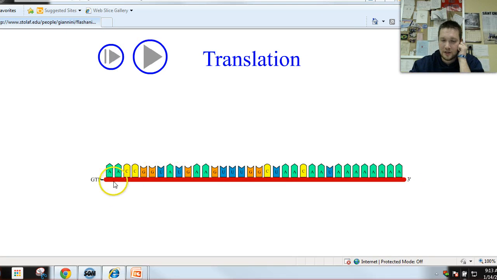Okay, this is translation. Hopefully you can see from the shape and the structure of this thing what it is. You can see it's a single strand, and you'll notice these are all A's, U's, C's, and G's, which means that this has got to be an mRNA molecule. It's not DNA, or else it would be two-stranded and have T's instead of U's. Okay, so let's start the process.